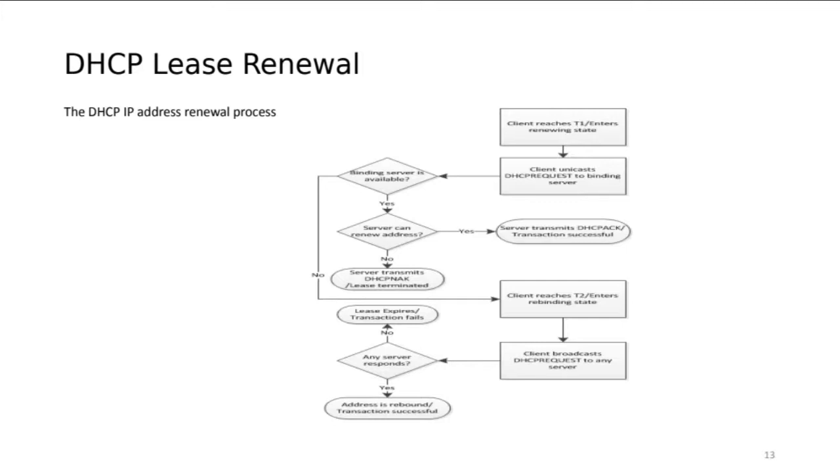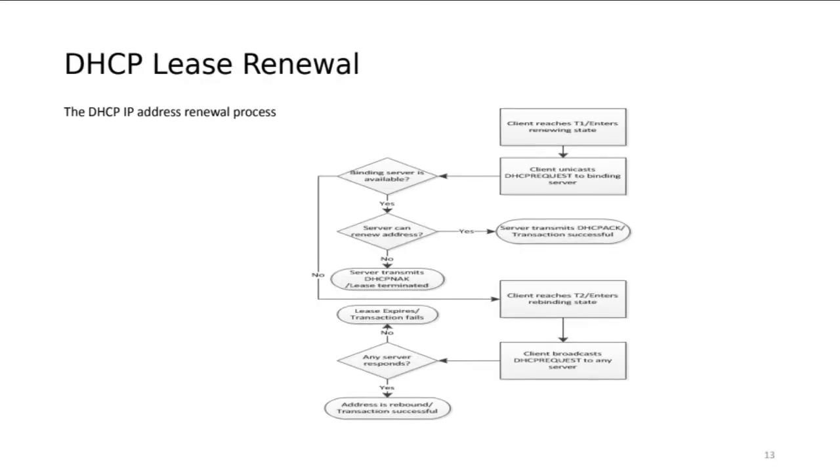Okay. So you reach T2 time, 87.5% of the time. And imagine you have your lease of 100 days. After 87.5 days, you enter the rebinding state. Then you will send the broadcast to any server, all servers. Who has an IP address? I am about to get disconnected. Okay. So this is how it is done. Whether it's a diagram or you are asked a short answer, you know how to answer.